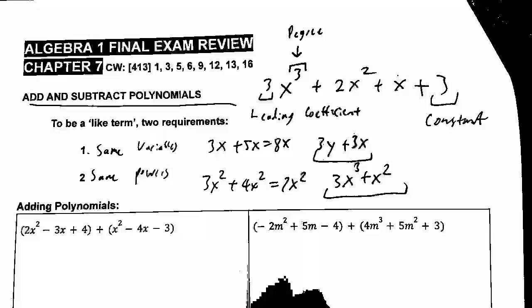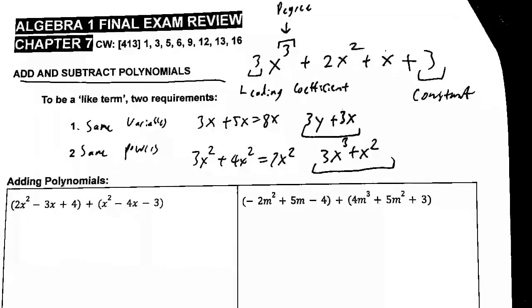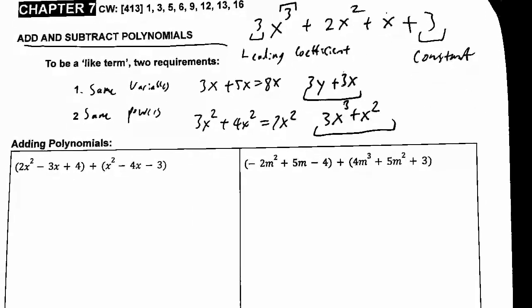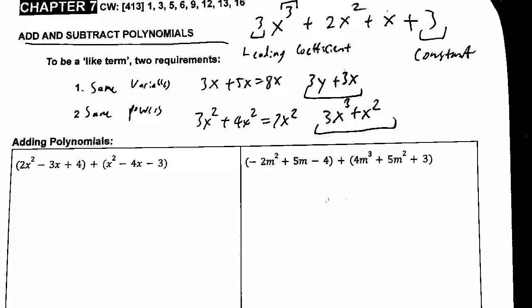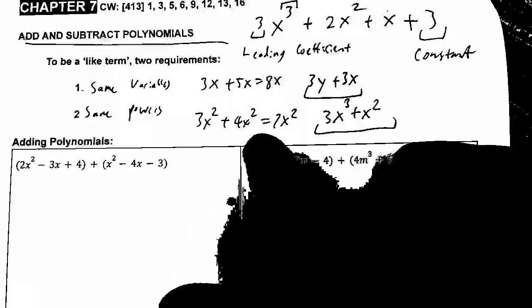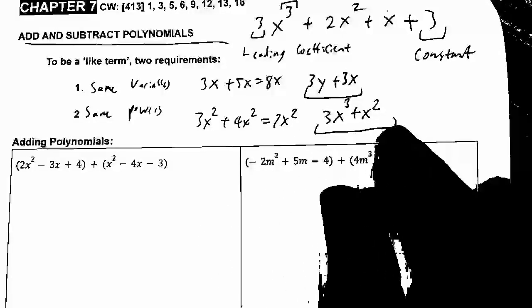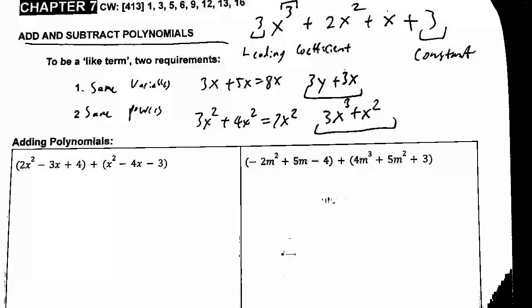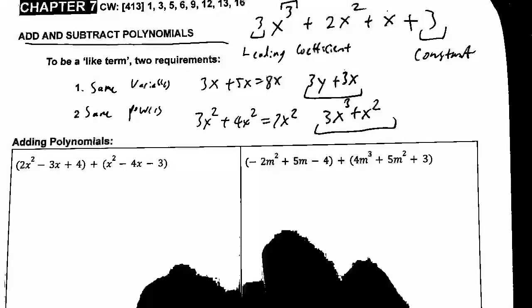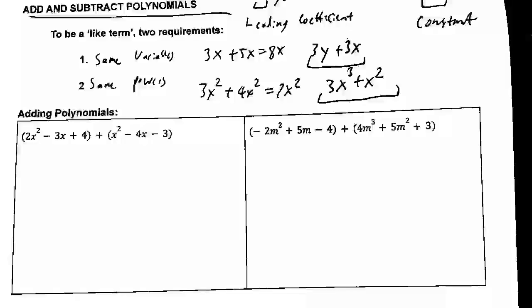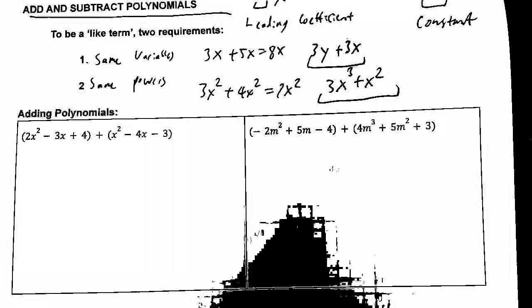If you're done, why don't you try these problems below? Same variables, meaning 3x and 5x is 8x, but 3y and 3x you cannot combine. 3x squared plus 4x squared, same powers we can combine, but different powers we cannot combine. This is chapter 7. So when you have that down, try these problems below. These were a couple tests ago. This is the chapter 7 test. You guys did this.